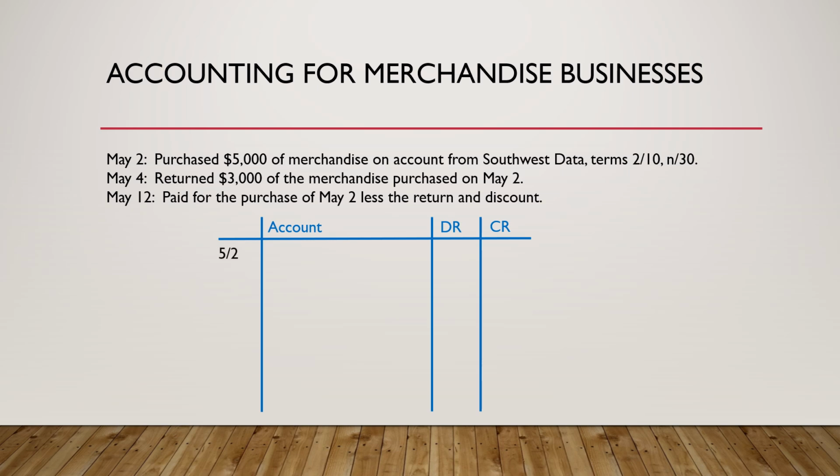May 2nd. Purchased $5,000 of merchandise on account from Southwest Data, terms 2/10 net 30. Debit merchandise inventory and credit accounts payable for $5,000. May 4th. Returned $3,000 of the merchandise purchased on May 2nd. Debit accounts payable and credit merchandise inventory for $3,000.